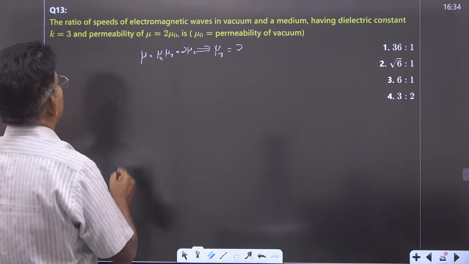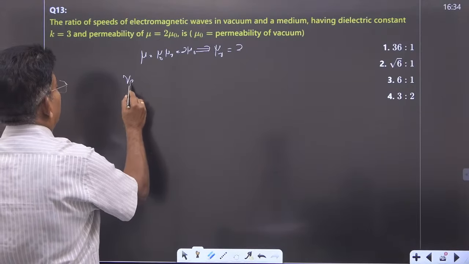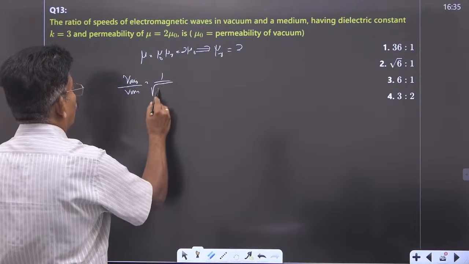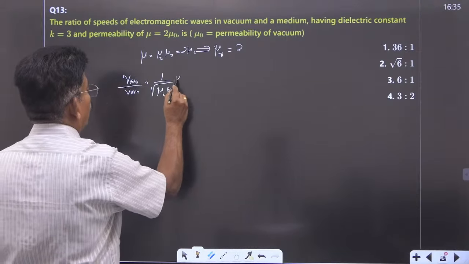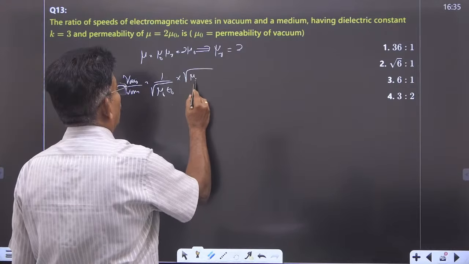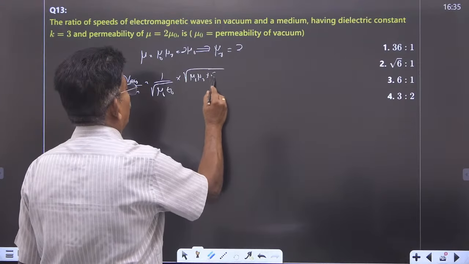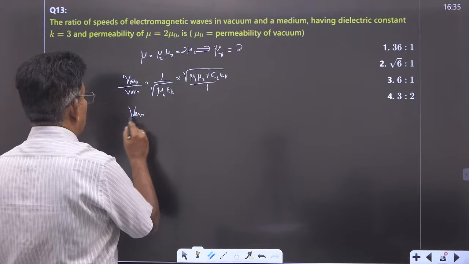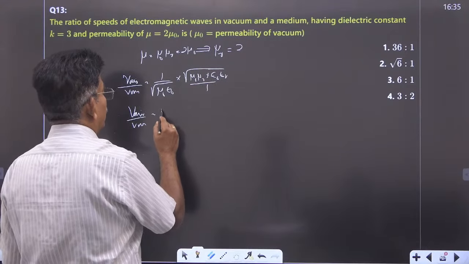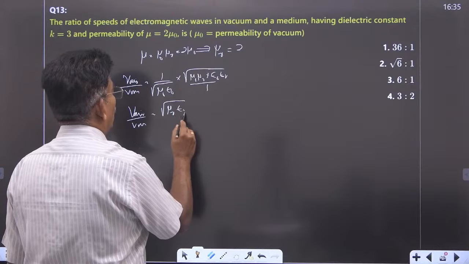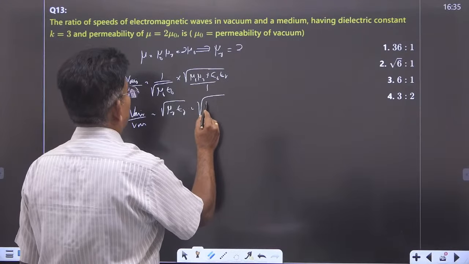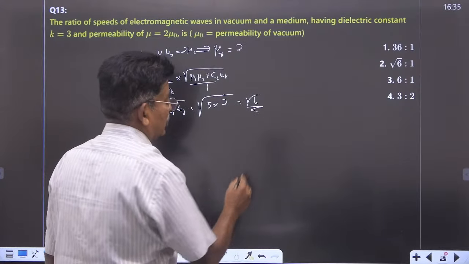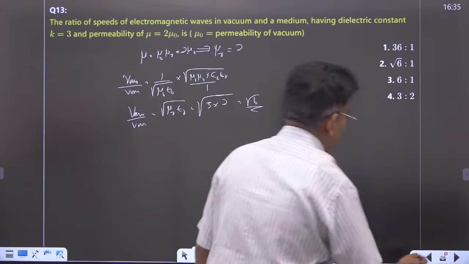Then we have to calculate the ratio of speeds. In air or vacuum divided by medium is equal to 1 by root of mu 0 epsilon 0, into cross multiplication, root of mu 0 mu r into epsilon 0 epsilon r. Therefore, velocity in air divided by velocity in medium, mu 0 gets cancelled, root of mu r into epsilon r. Mu r is given to be 3, epsilon r is given to be what? 2. This is coming to be root 6 is to 1. Answer is there, second answer. We go to the next question.